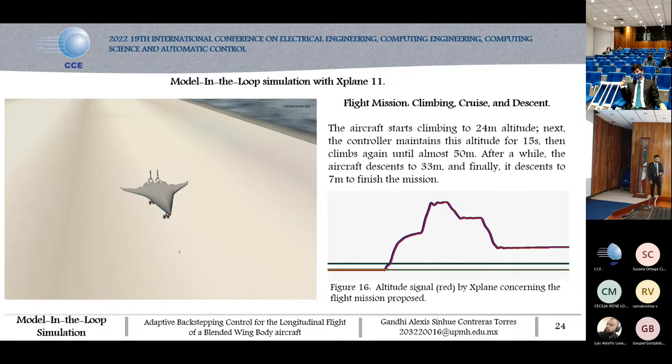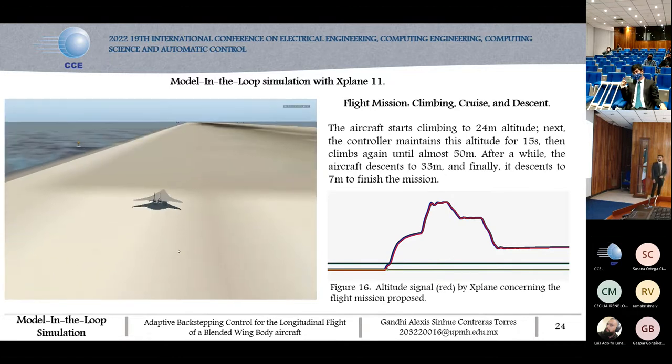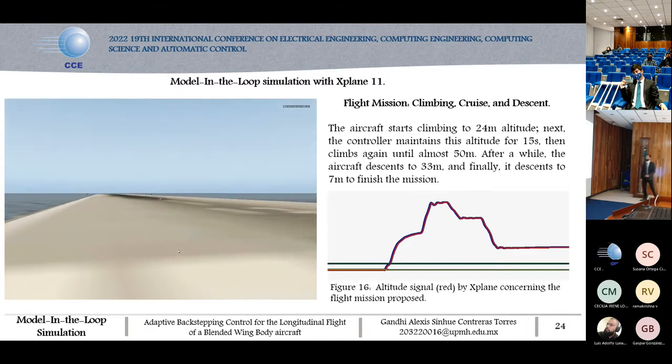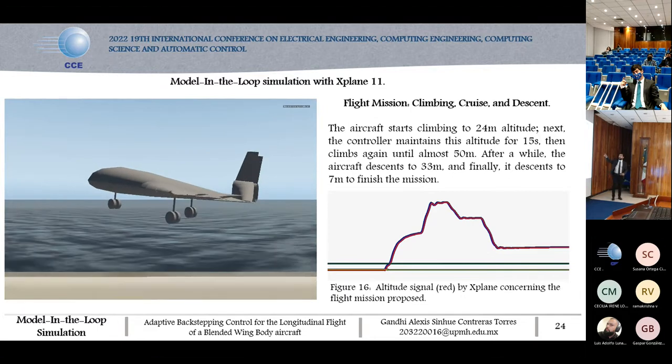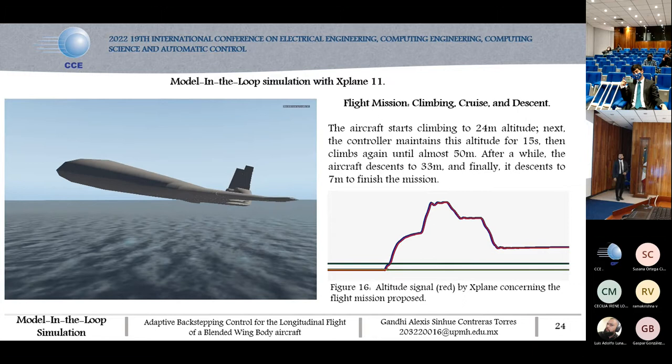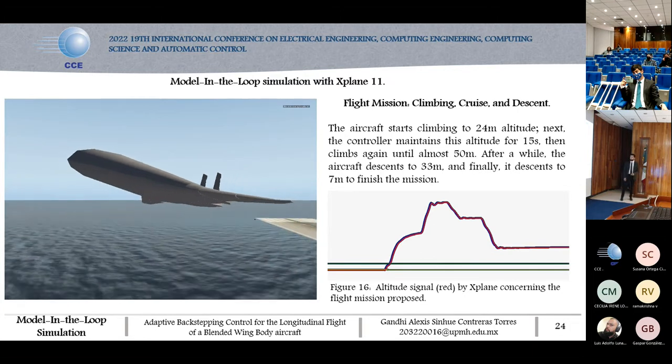Okay, now here we can look at the video. This is a model-in-the-loop simulation that we also do using X-Plane, and make this mission where the aircraft is climbed to 24 meters altitude, as you can see in the video, that is this part here.